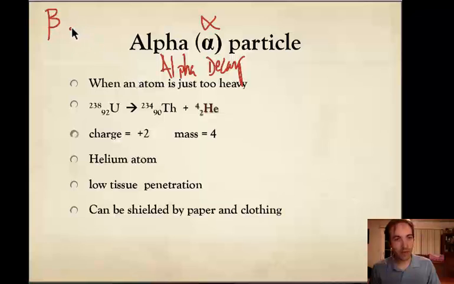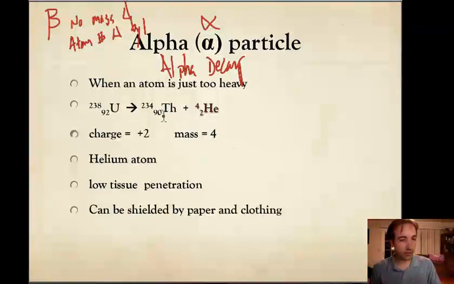This is different from beta. In beta, there was no mass change, right? But the atomic number did change. Atomic number changed by 1. In alpha decay, the mass changes by 4 and the atomic number changes by 2. So alpha is really easy to spot because you see this really big change in atomic number and atomic mass.